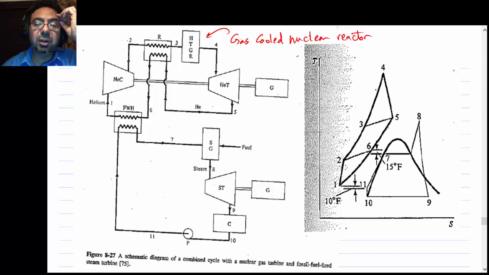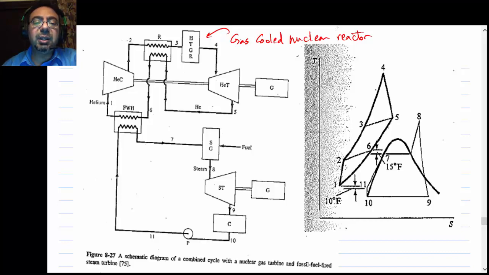And he has an intercooler and regenerator in the middle, right? Regenerator cycle. He's using the exhaust of the turbine to heat the inlet to the combustion chamber, and that combustion chamber can be from a nuclear reactor, or from a combustion chamber using natural gas, it doesn't really matter. The point is the exhaust of the turbine.